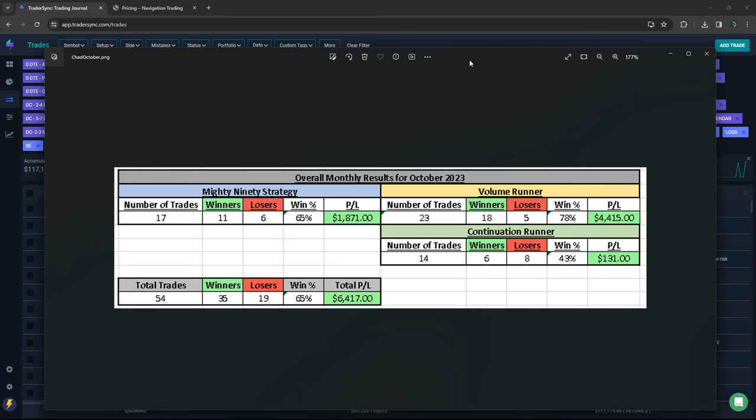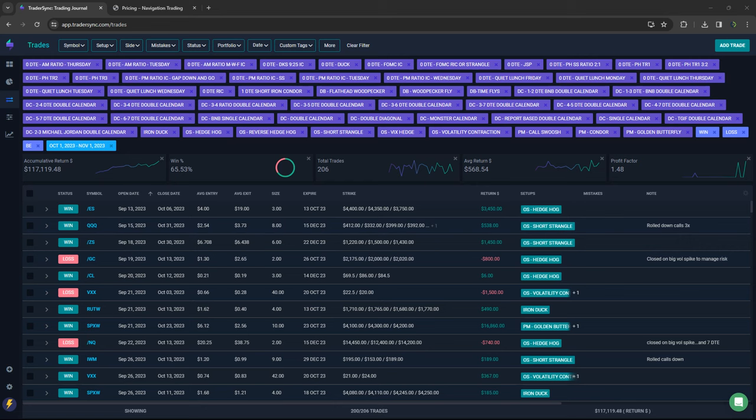So nice month there. I had my best month ever, just a monster, over $117,000 for all of my trading strategies. This is the first time I've cracked six figures in a calendar month with all the trades that I share with the community. So awesome stuff.